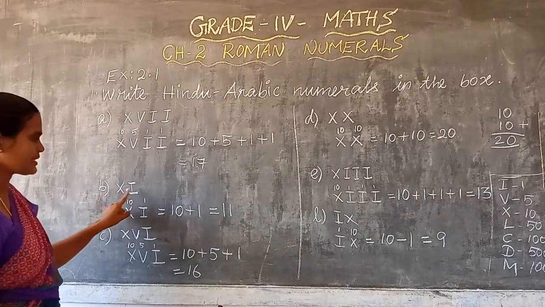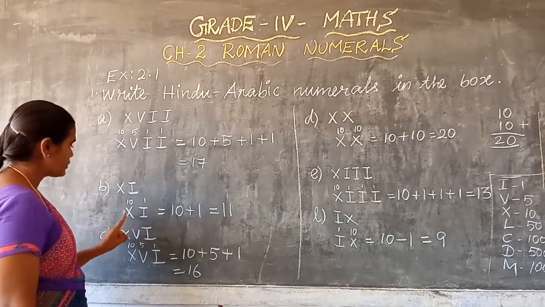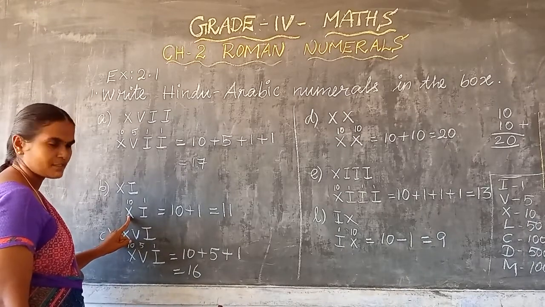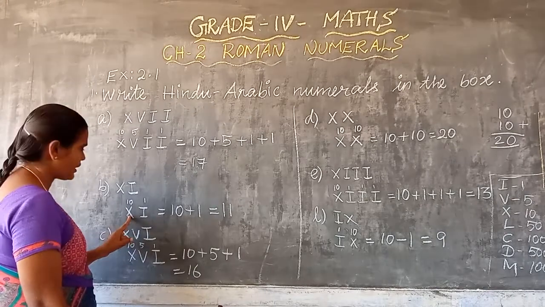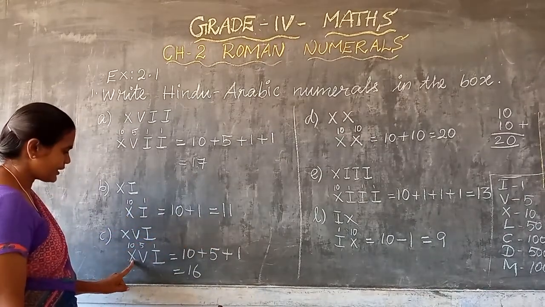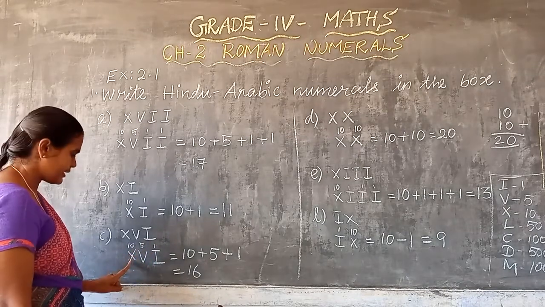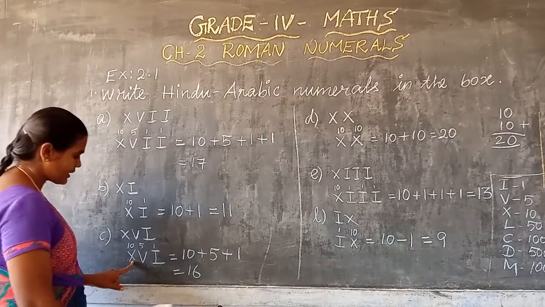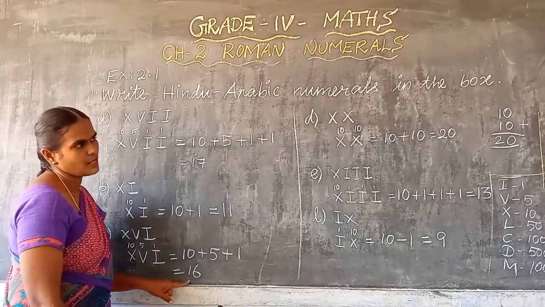Here XI: X value 10, I value 1. So here greater number is X. So X, right side we have the small number. So addition. 10 plus 1, 11. Here greater X 10, V 5, I 1. Greater number is X. So right side we have the small number, addition. So 10 plus 5 plus 1, 16.